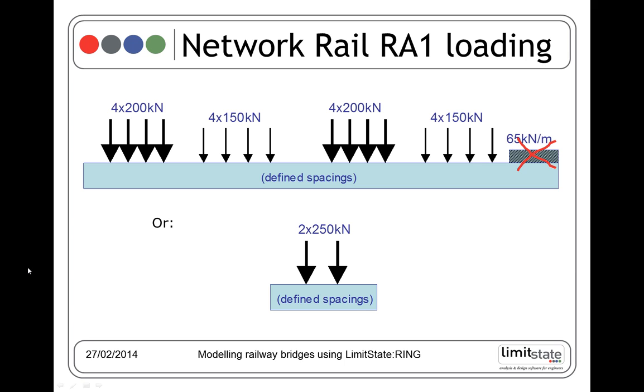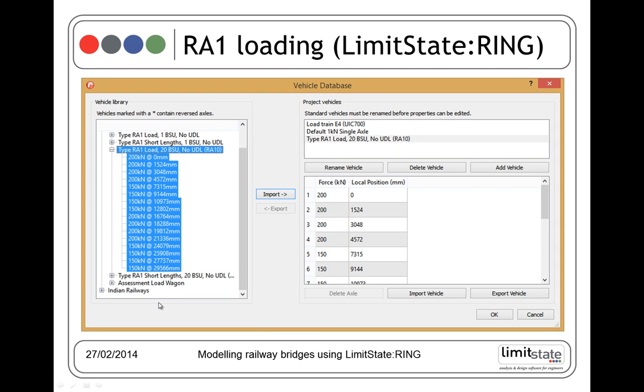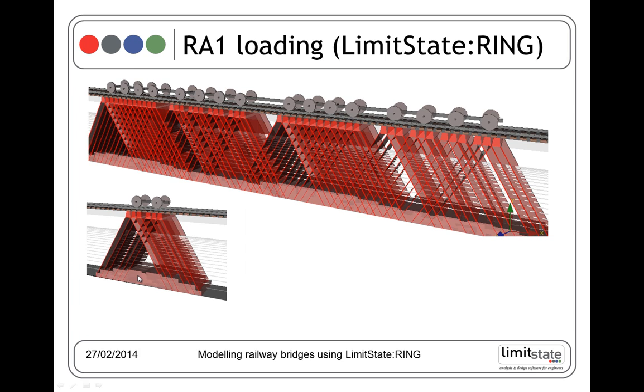In terms of how the software allows users to access that, we have something called a vehicle database, and in the vehicle library we have a series of loading models. So, for example, you can see highlighted the RA1 type loading pattern that I showed before, but there are also other types of loading available. For example, at the bottom you can see Indian Railways loading vehicles are available. That is just a model showing how the loading from the RA1 pattern will be modeled using LimitState RING, dispersing the load from each axle to adjacent sleepers, and you can see the net pressure underlying that vehicle. And the same for the short lengths.